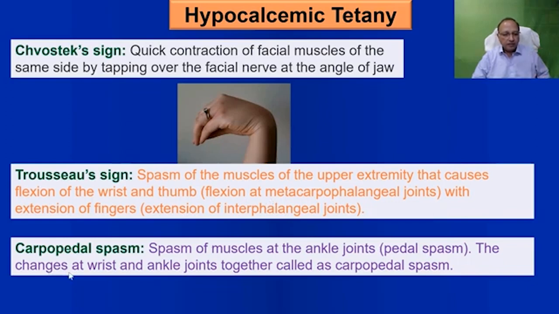And also, we find that there is carpopedal spasm. That means there will be spasm at the level of the ankles. That is called a pedal spasm. And the change that we see at the level of the wrist is called a carpal spasm. Together, these two are called the carpopedal spasm. And this is called Trousseau's sign.